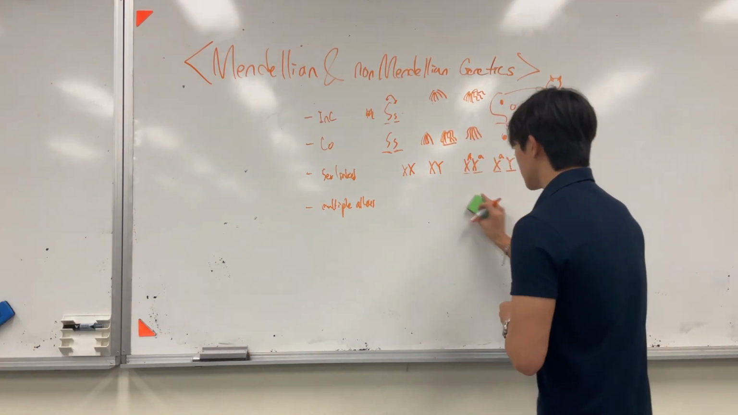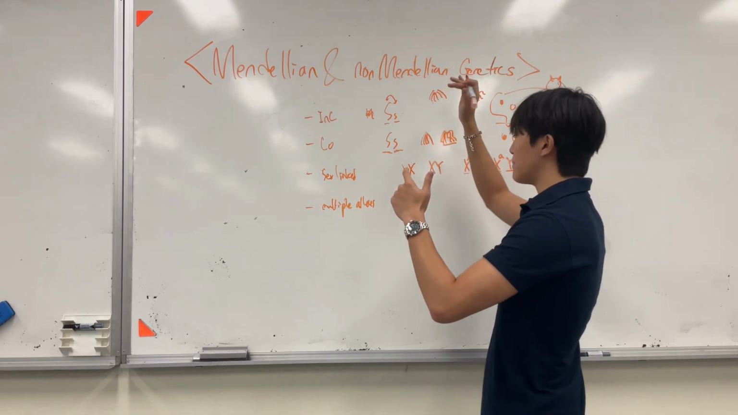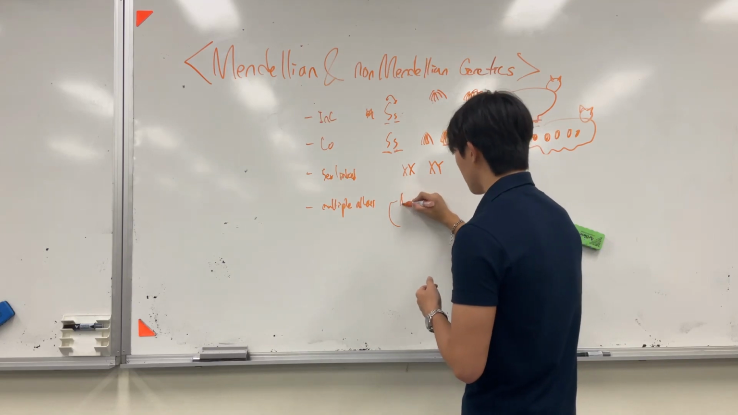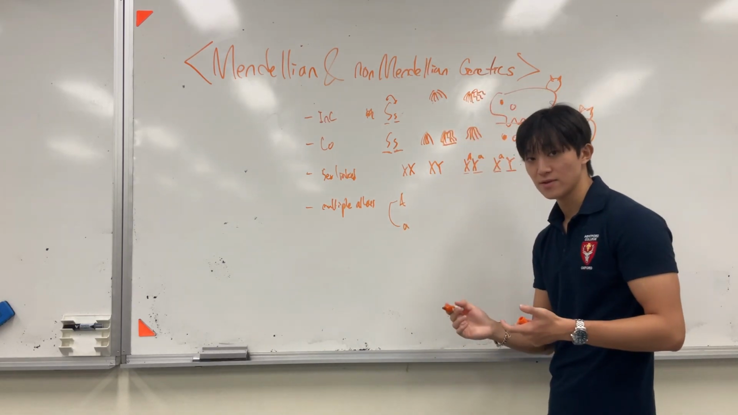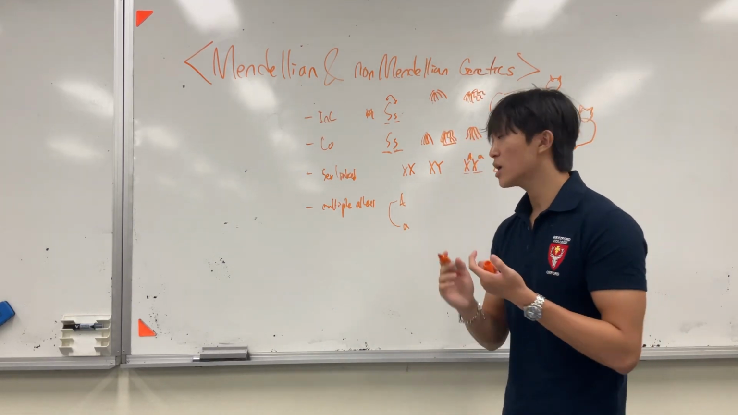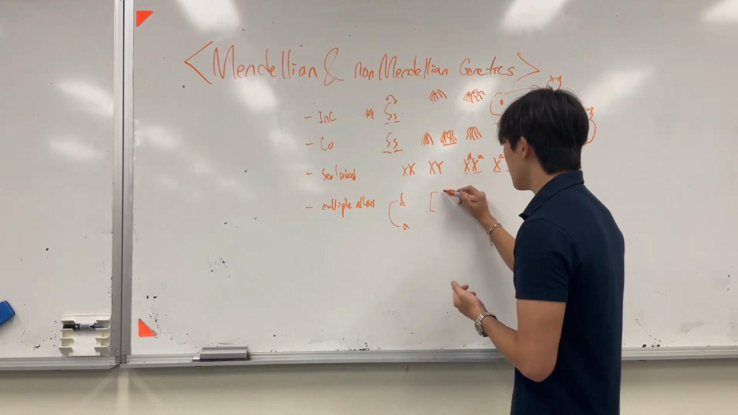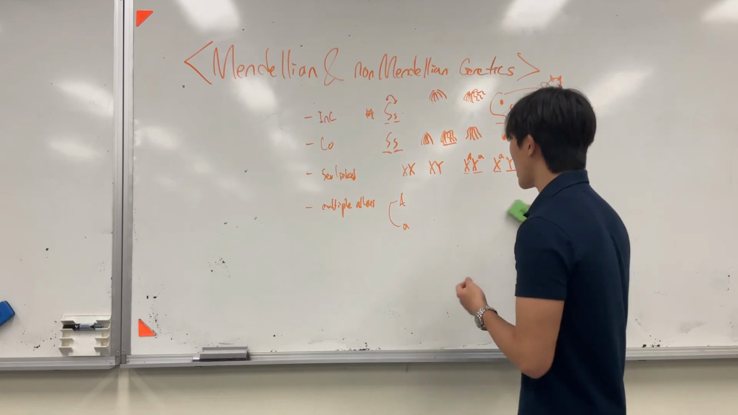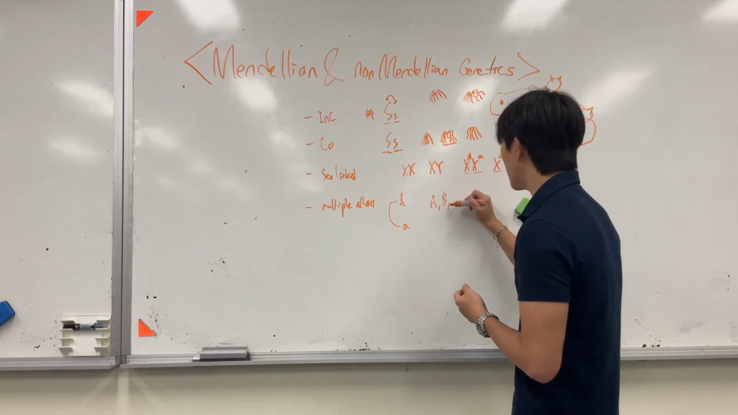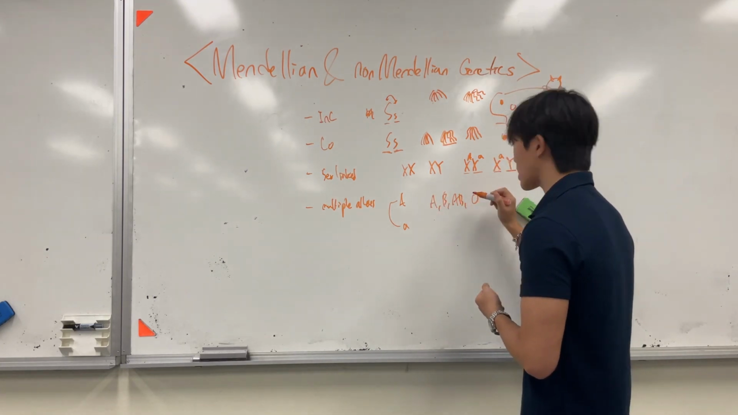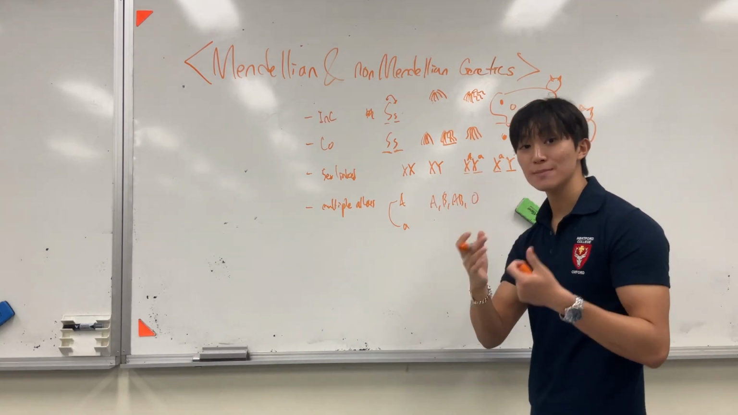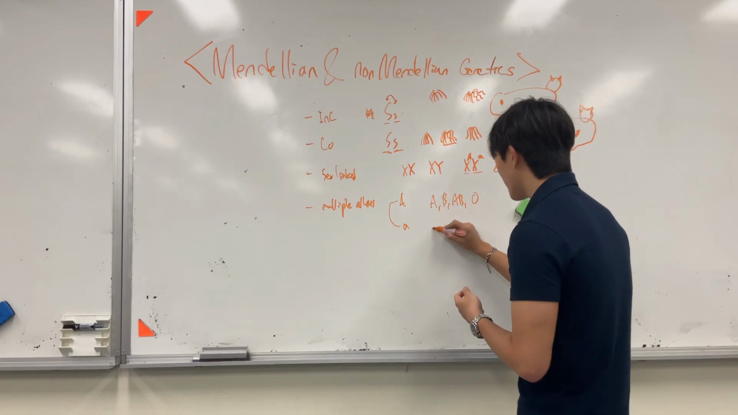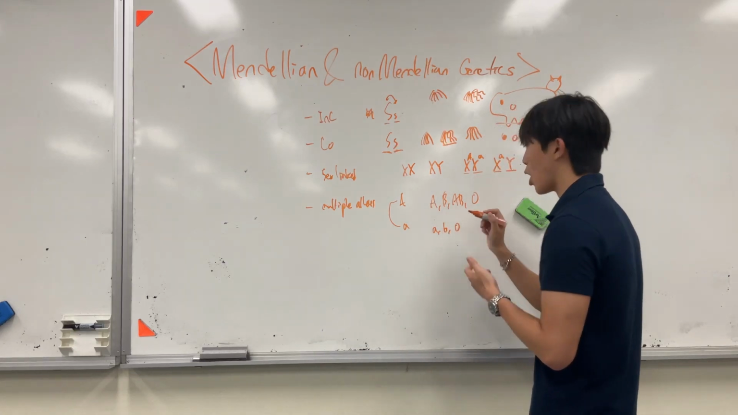Now, multiple alleles. For all of the examples above, I was talking about a situation where you have only 2 alleles, right? One dominant and one recessive. But this is not always the case. There might be multiple alleles. So for example, when we're talking about blood types, we have A type, B type, AB type, and O type, right? We have multiple types of alleles possible. So in this situation, we have the A allele, the B allele, and the O allele.